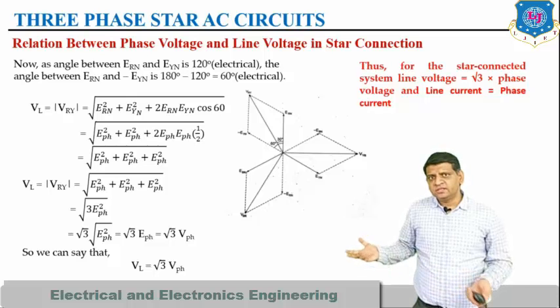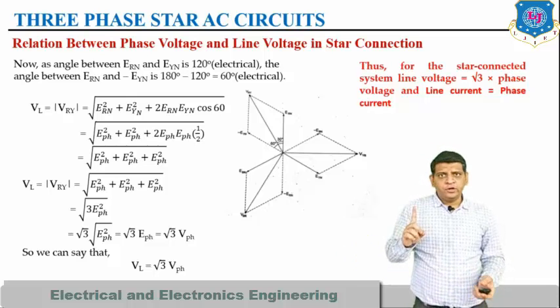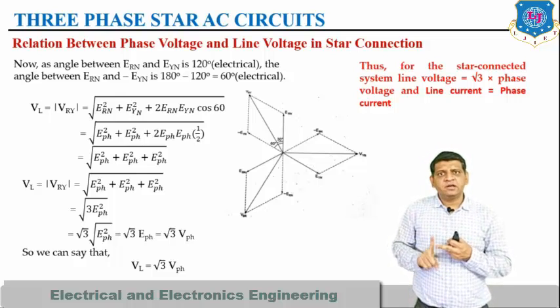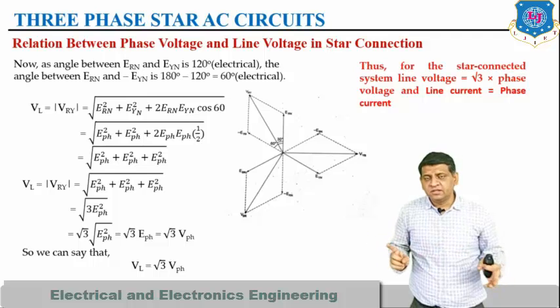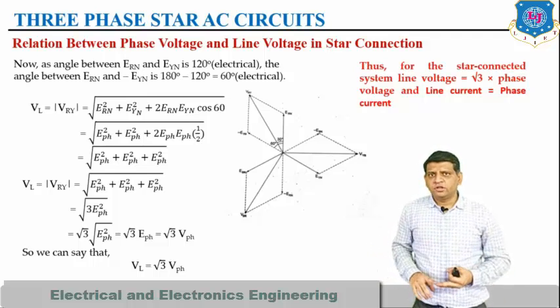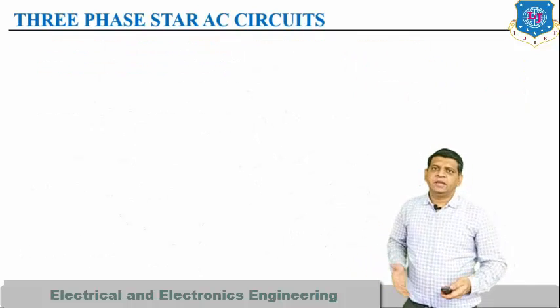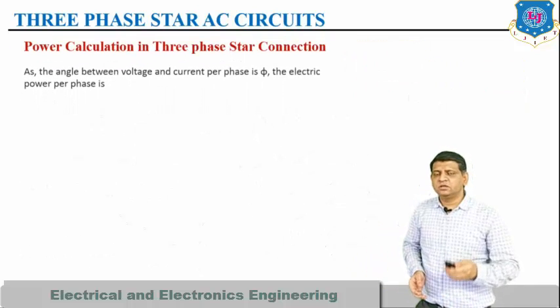Now these two important equations we are going to use for the power calculation, right? We have already discussed the phasor diagram. So my point number one was to find the relation of VL versus EPH and IL versus IPH. That part is done. Point number two is to draw the phasor diagram, so this is the phasor diagram. Point number three is the power calculation. So let's calculate the power.